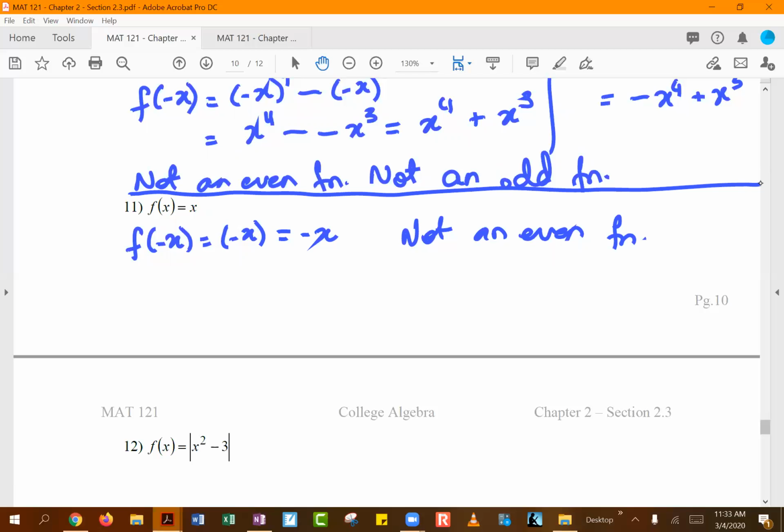Is it an odd function? For that, all you have to do is take the original function and put a negative sign in front of it. So if I take the original function and put a negative sign in front of it, it gives me this negative x, right? Since these come out to be the same, it's an odd function.